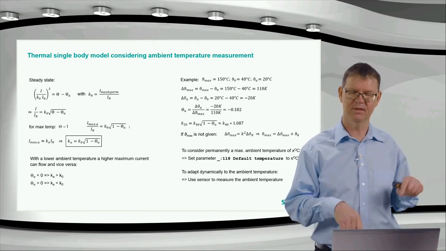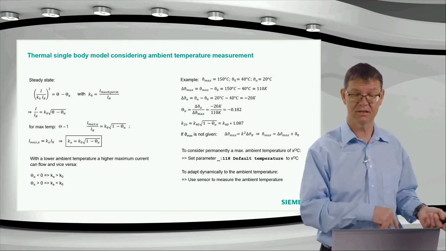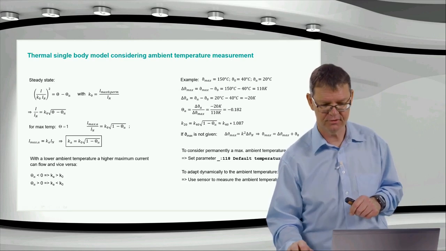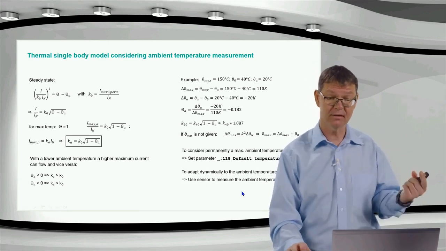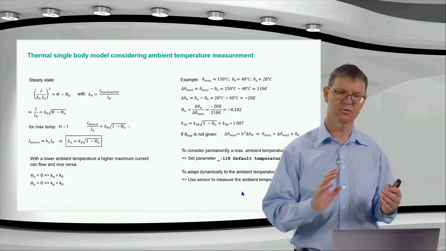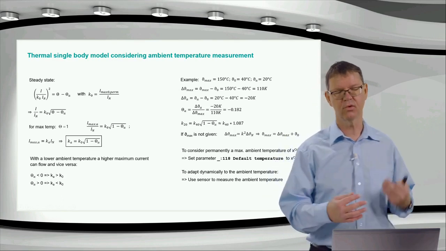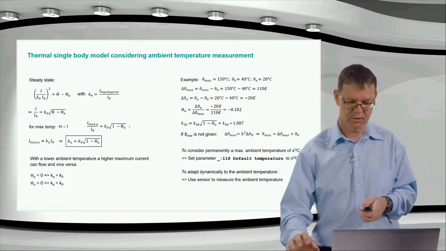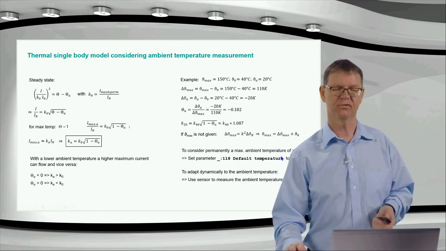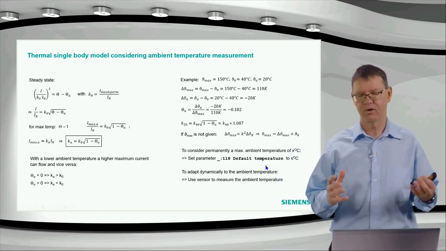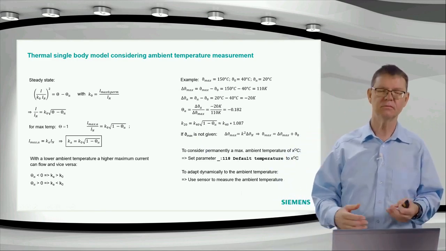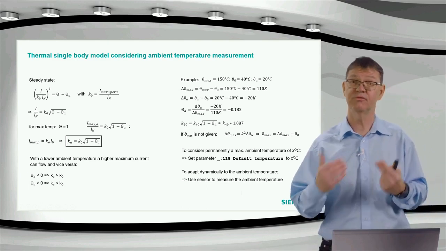If the last measured ambient temperature is smaller than that value, it goes to the default; if the last measured temperature is higher, it stays at the higher value. So you see the tendency is always to go on the safe side, not to overload the motor. Therefore, it's called default temperature. So basically, we have a dedicated setting, not called ambient temperature, but called default temperature.